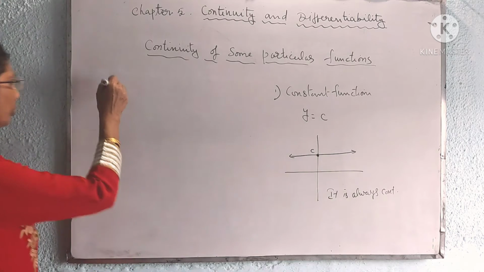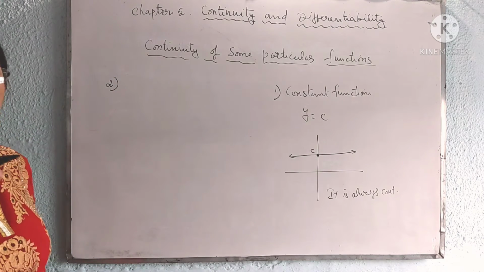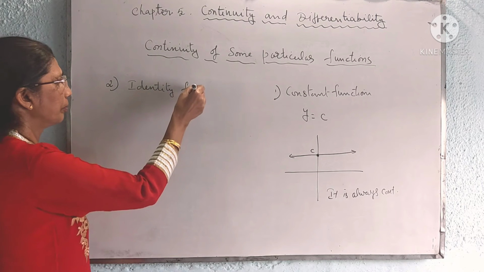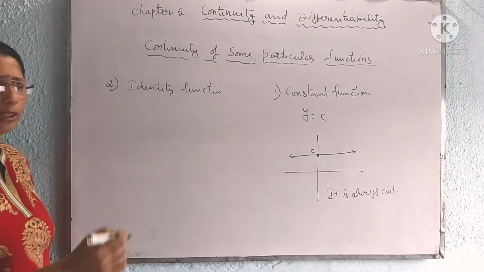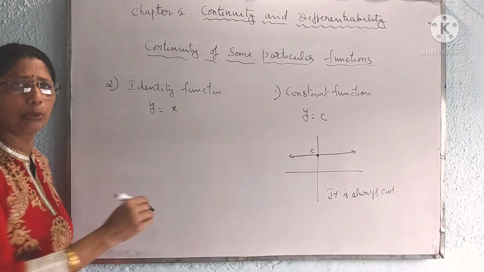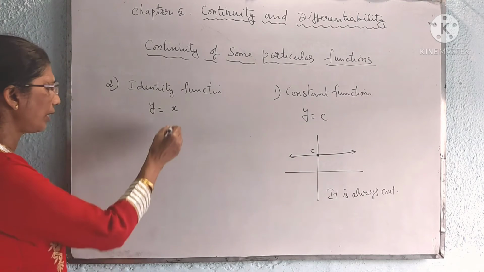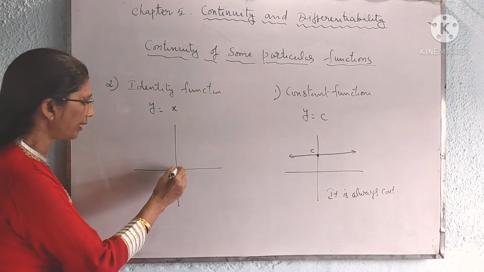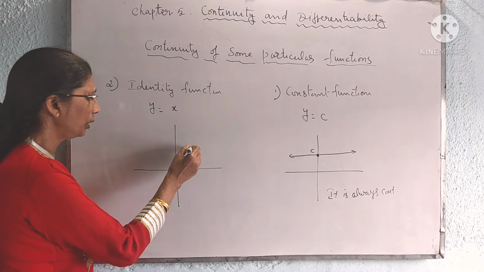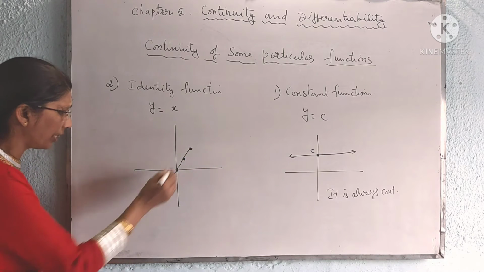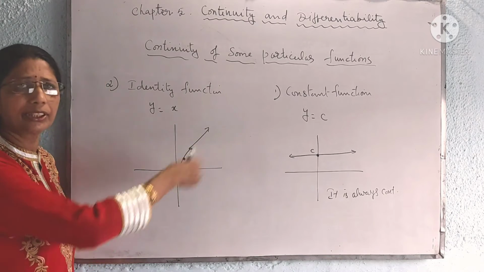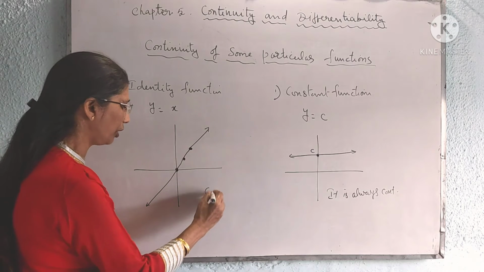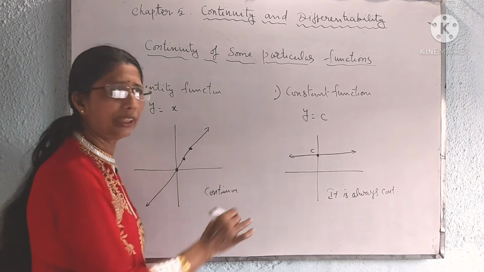Now the second function is the identity function. Identity function means y equal to x. Both of them are the same. When both of them are the same, how will the graph come? Just you see, if x is 0, y is also 0. X is 1, y is also 1. 2, it is 2. That means the line will be straight. There is no gap. It is continuously going. That means we can say that the identity function is also continuous in all real numbers.